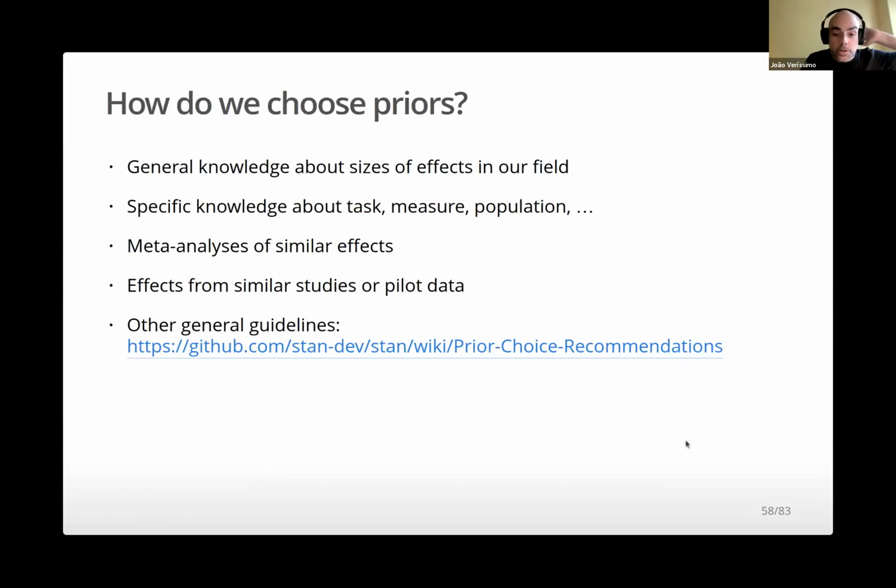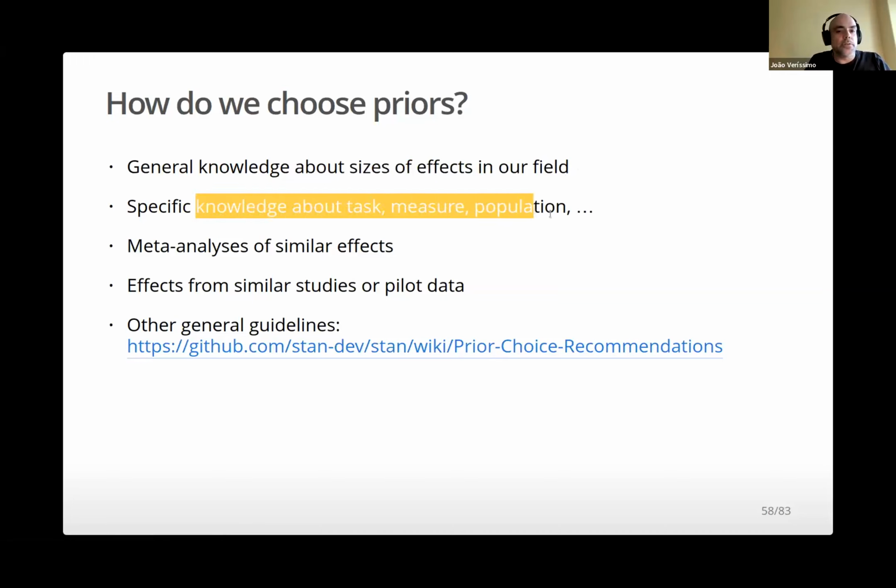Of course, people then worry, how do I choose the prior? There are some guidelines here in this link, and most of the time we need to have expert knowledge, but I would just advise you not to fret about this too much, not to worry too much. The important thing is recognizing that we already possess that knowledge. We have a sense of how big effects tend to be in our field. We really usually have a sense about tasks and measures and populations and what kind of effects we usually find.